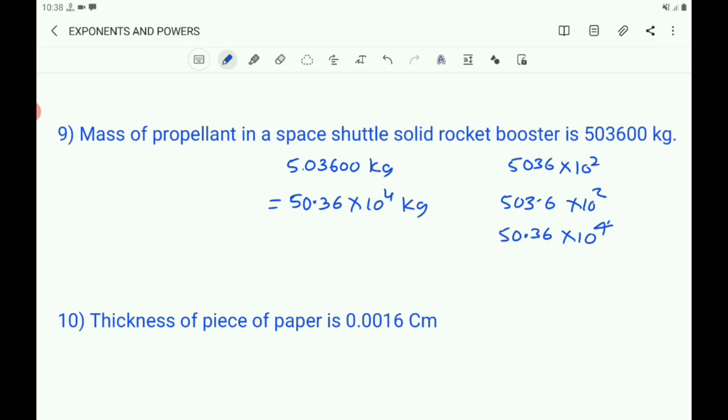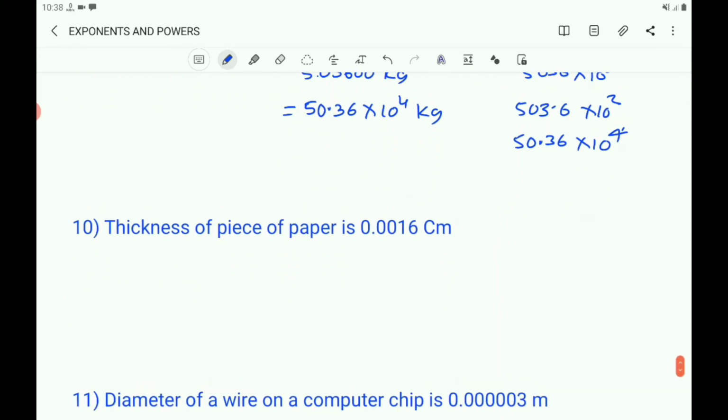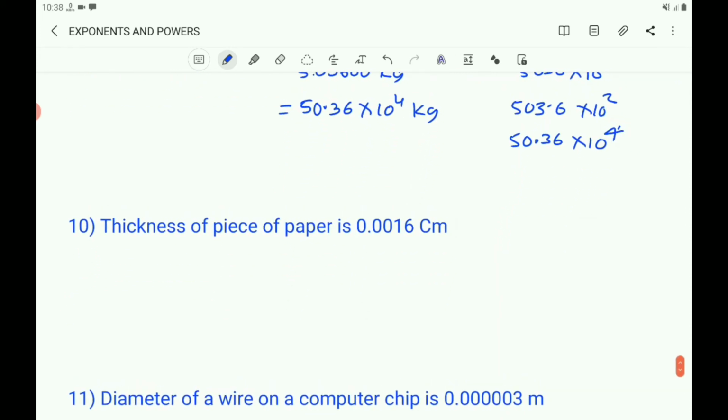So next let us take thickness of a piece of paper, which is 0.0016 cm. So you can express this by moving the point. If you move 2 points, you get 0.16, that is 10 power minus 2, because here the digits which are after the decimal point are moved to the integral part on the left side, so the power becomes a negative exponent.